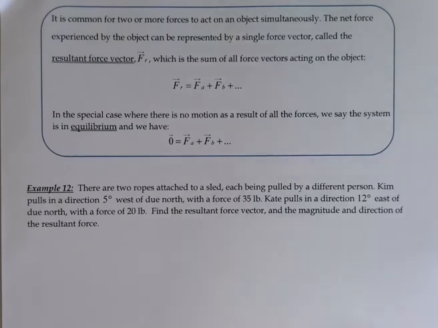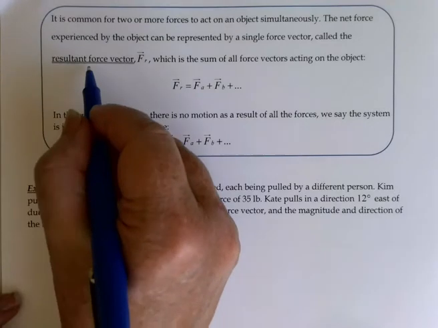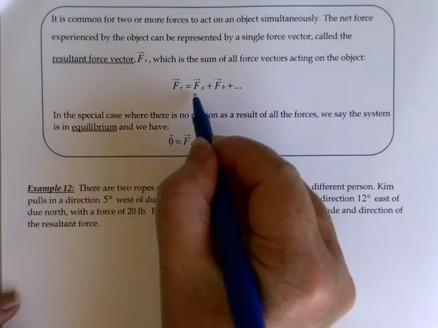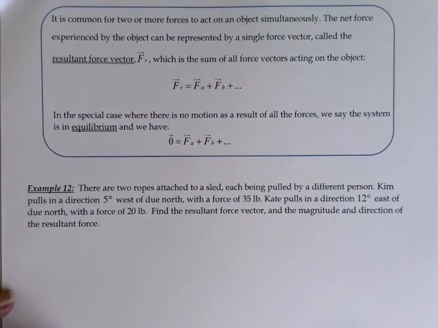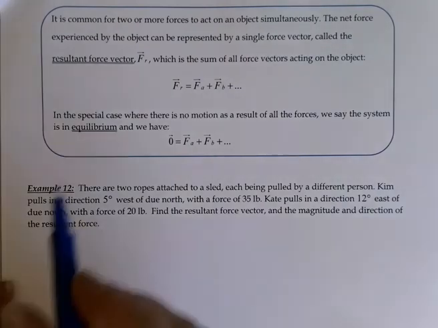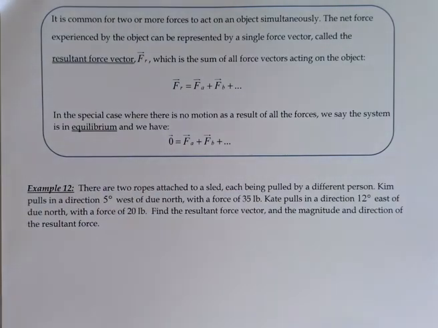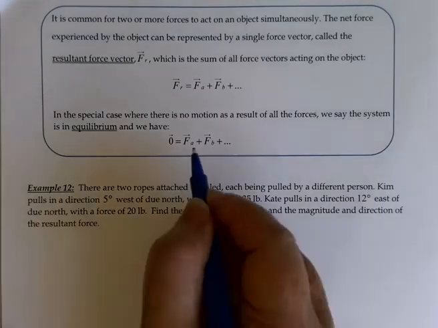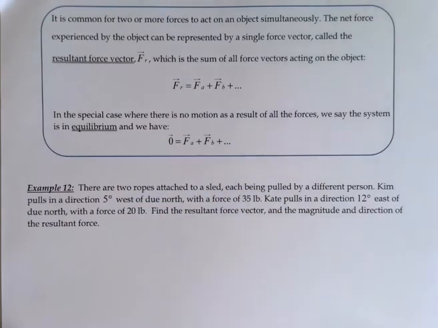Just like with velocity vectors, a combined force vector can occur when there are several different forces contributing to the situation. So, in a case like that, we say that the resultant force vector is the sum of all of the contributing forces. In the special case where there's no motion whatsoever as a result of all the forces, we say that our system is in equilibrium, and the sum of all the force vectors is actually 0.